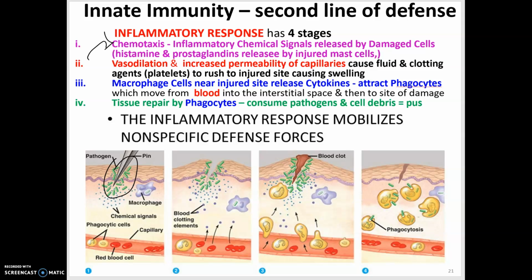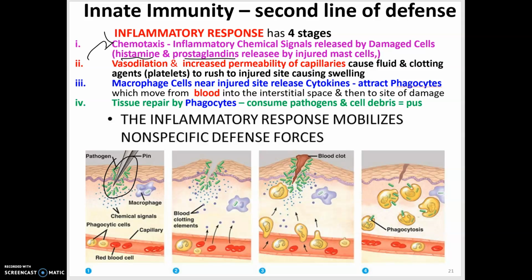In chemotaxis, what happens is when the skin is damaged, the cells will release some chemicals, and they'll act as messengers or chemical signals. And these are going to be our histamines and our prostaglandins. Those are released by the injured mast cells, and that's going to cause a bunch of different reactions in the neighboring tissue.